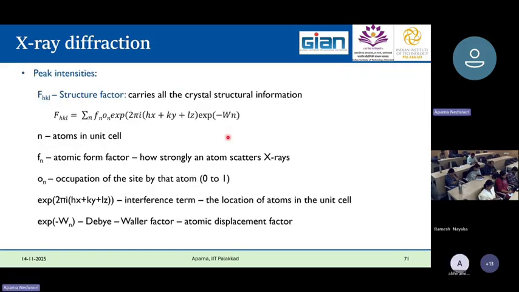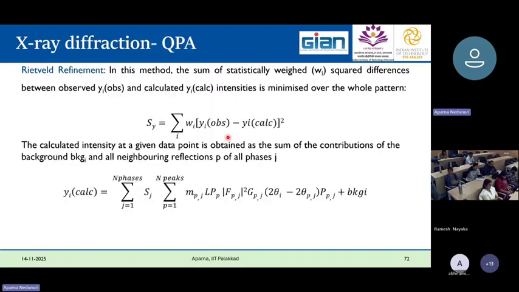Now we have our pattern. We know what influences the peak position, what influences the peak intensity, and what influences your peak width. Now, if we would like to determine an unknown crystal or unknown peak that is present in the XRD, or if we would like to quantify how much of a phase is present, then we can do a refinement, which is called Rietveld refinement.